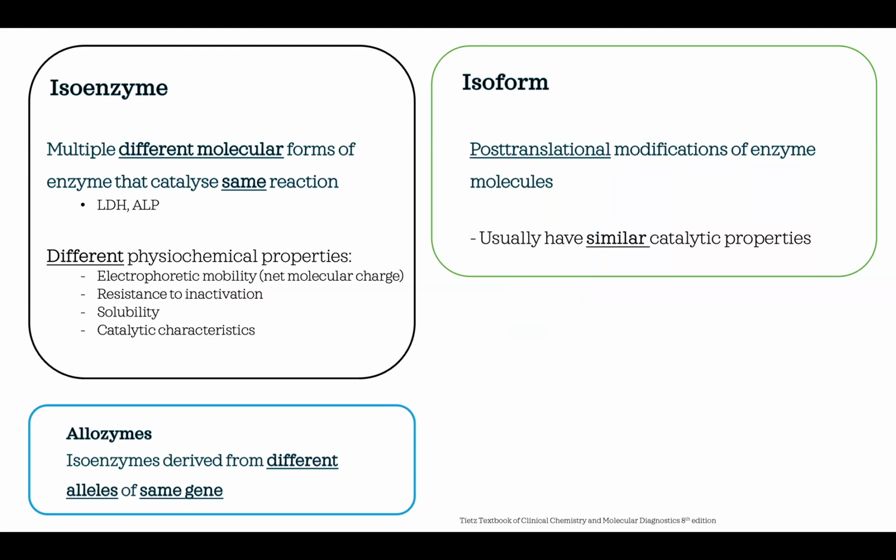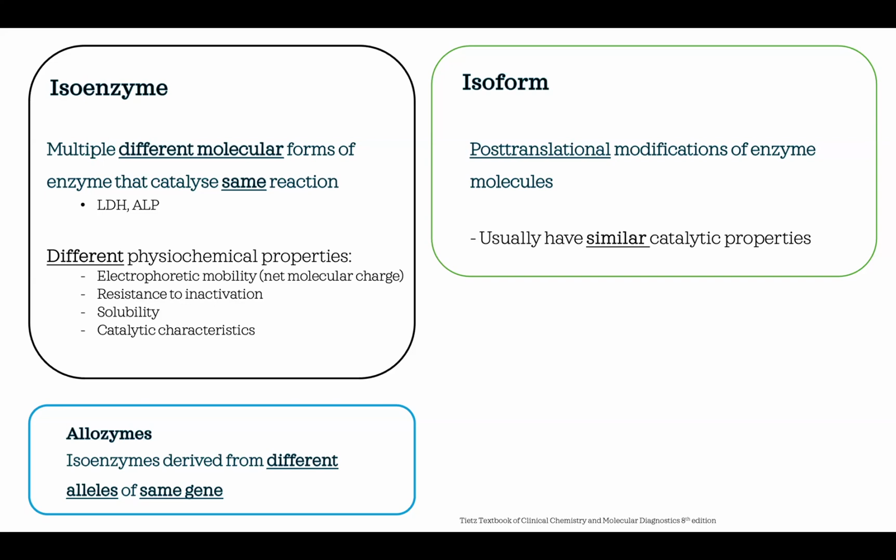Now we will talk about some key definitions that often come up in the exam. First, let's talk about isoenzymes. Isoenzymes are different molecular forms of the same enzyme. They catalyze the same reaction, but they differ in their physical properties, such as their amino acid sequence, kinetic properties in terms of how fast they work, their regulation, the tissue distribution, and their physicochemical properties, such as electrophoretic mobility, resistance to inactivation, solubility, and catalytic characteristics.